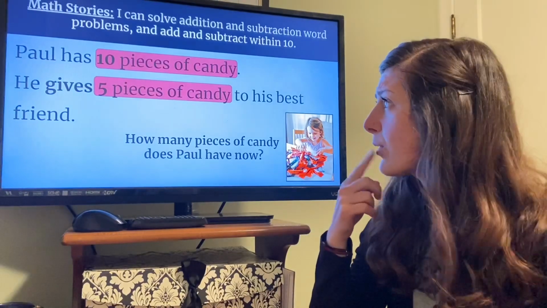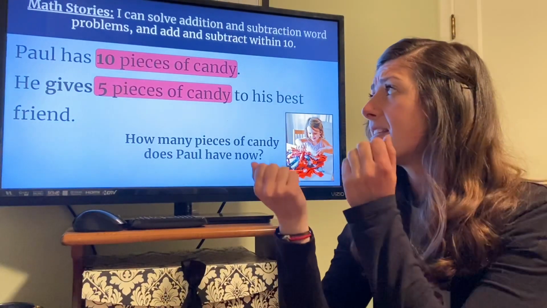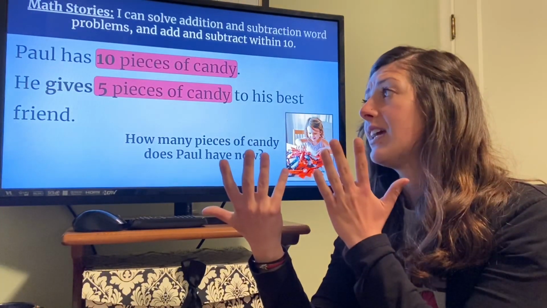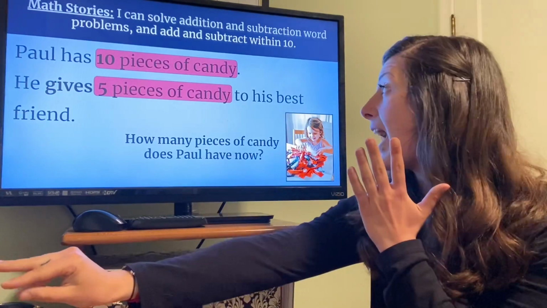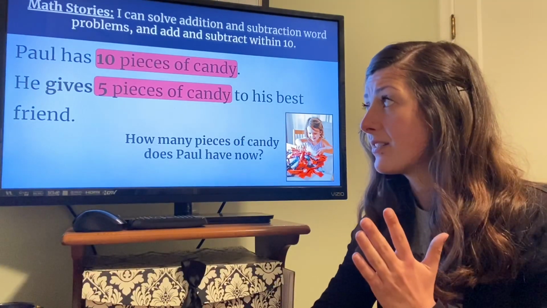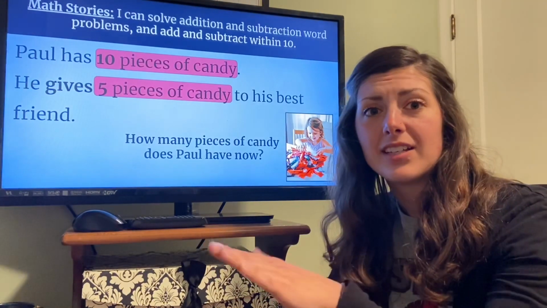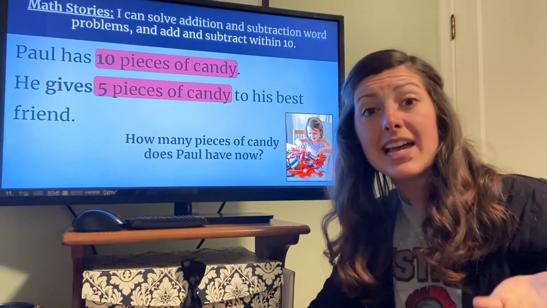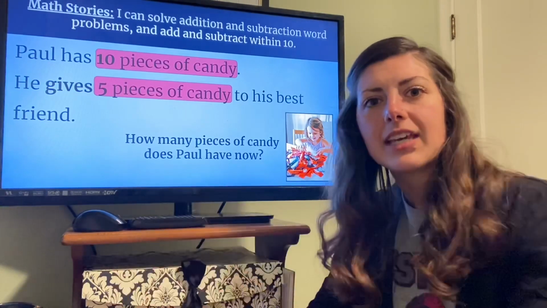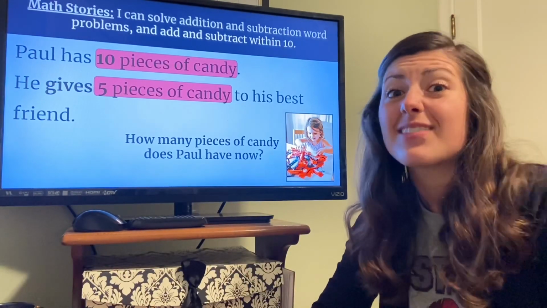Let me read it through. Paul has 10 pieces of candy. He gives 5 to his best friend. So if Paul's the one giving candy away, that tells me he's going to have less candy after he gives some to his friend. Today we have to subtract.